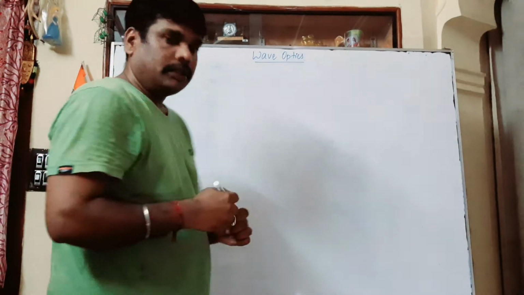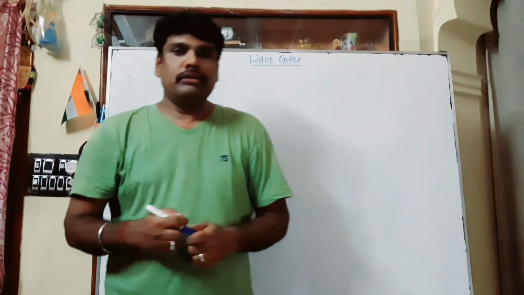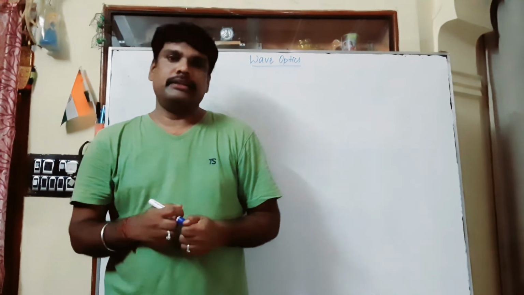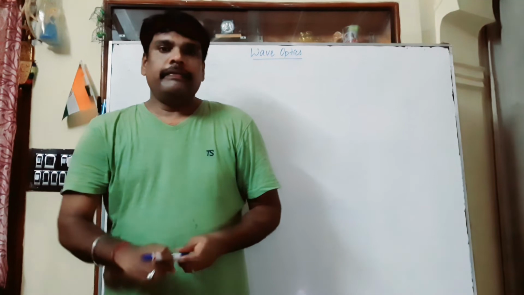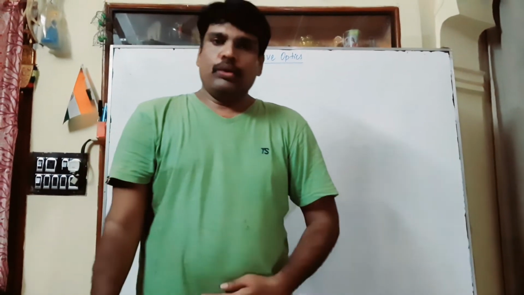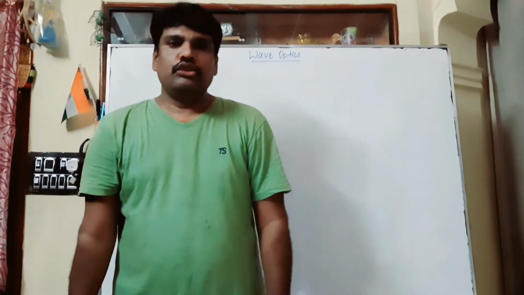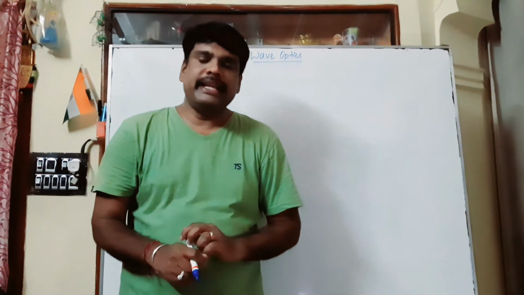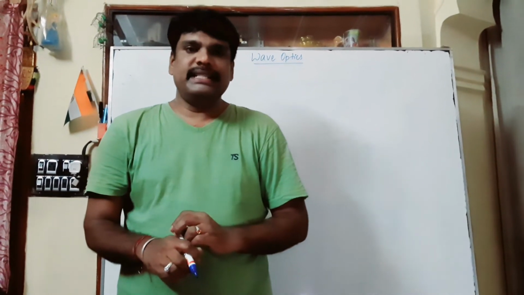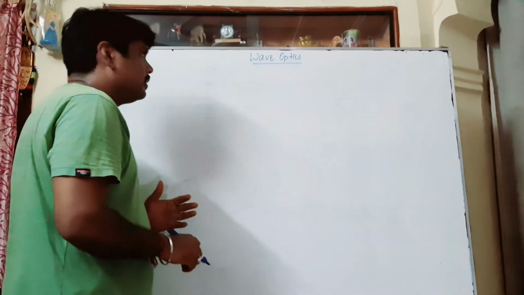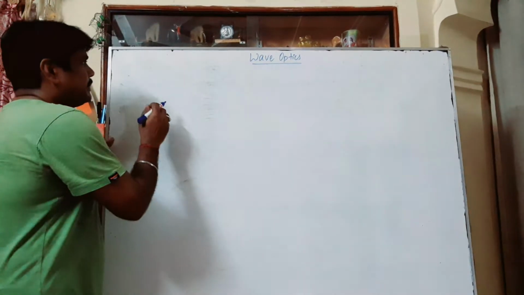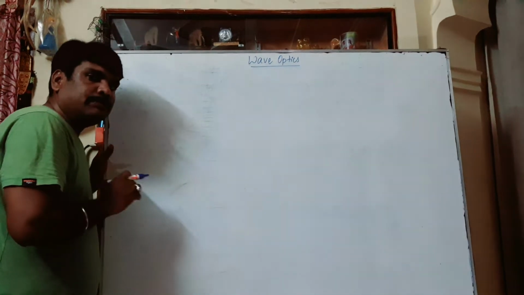Now let us move on to the next phenomenon of light which can be explained using Huygens principle. That is the reflection of light. You know what reflection of light is? Bouncing back of light in the same medium with the same speed is called reflection of light. This phenomenon, reflection of light, is again explained by Huygens principle.